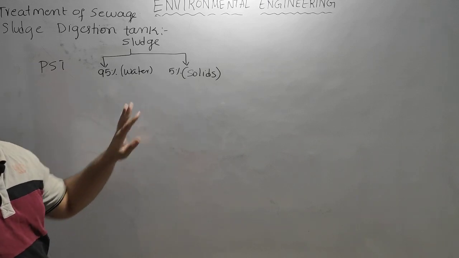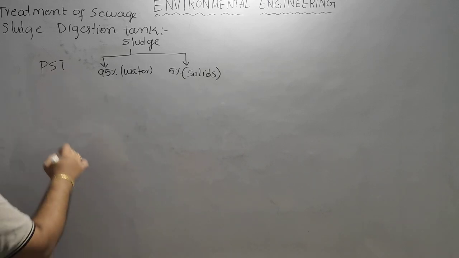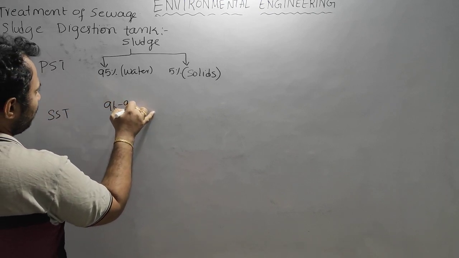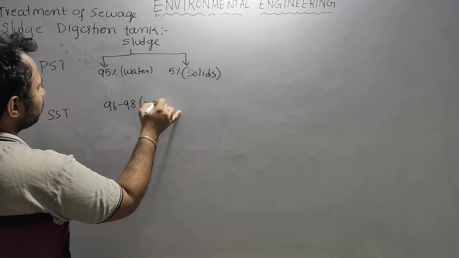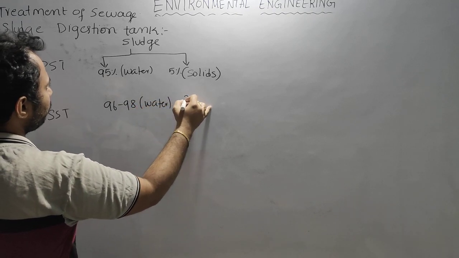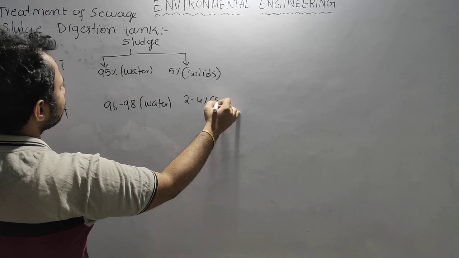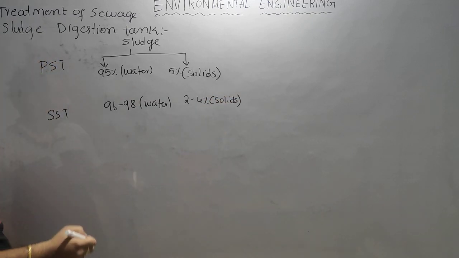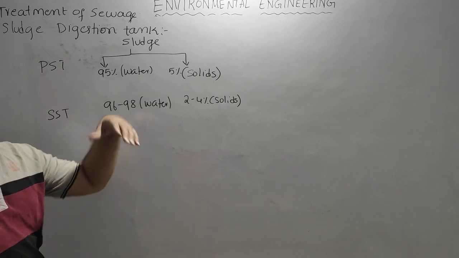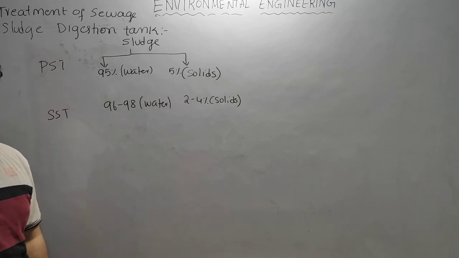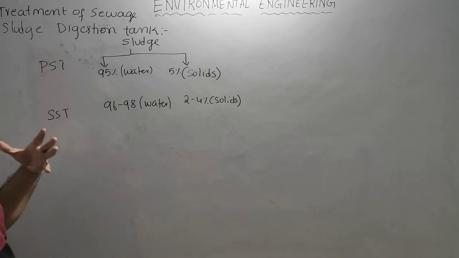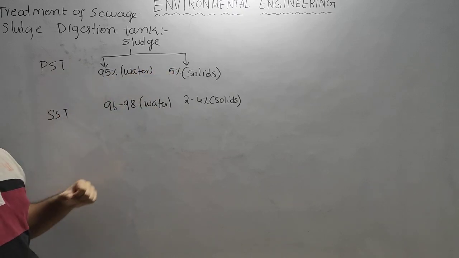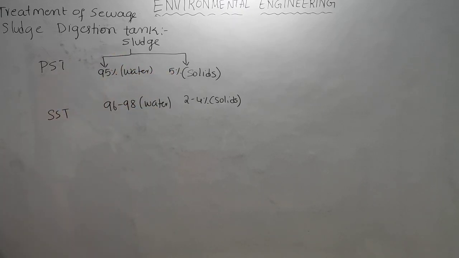matter is more. Whereas if you are deriving this from the secondary sedimentation tank, 96 to 98% will be water, so 2 to 4% will be solids. So that means here we need to treat the solid. If we treat the solid, this water can be dried on the drying beds. Okay, so that means here the sludge digestion. So these solids are associated with this much of water.